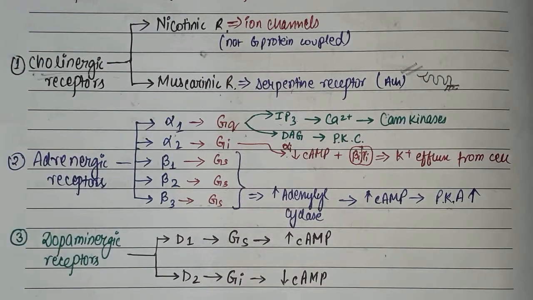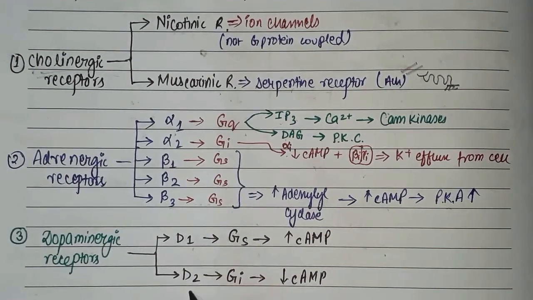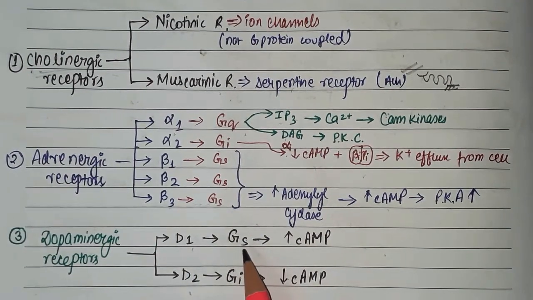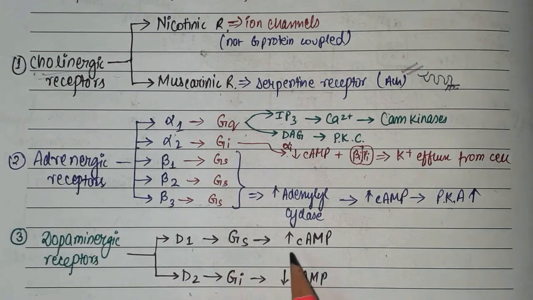And there is another class of receptors, the dopaminergic receptors. Dopaminergic receptors are of two types, D1 and D2. D1 receptors are associated with G stimulatory protein, and D2 receptors are associated with G inhibitory protein. And you know that G stimulatory protein can increase the cyclic AMP level, and G inhibitory protein can decrease the cyclic AMP level. So this was all about the cholinergic, adrenergic, and dopaminergic receptors.